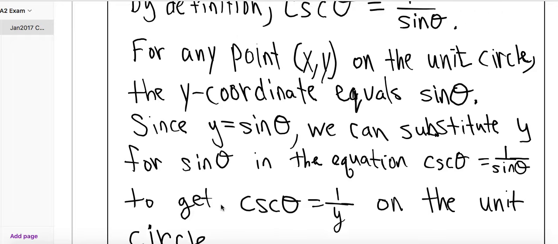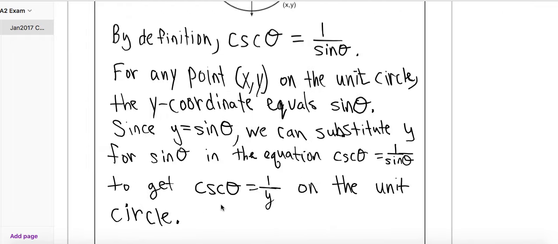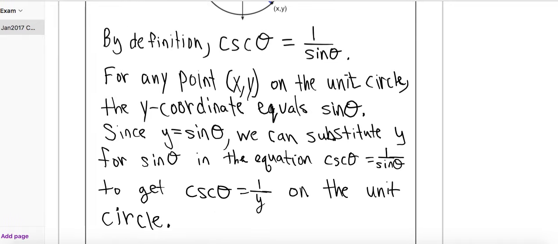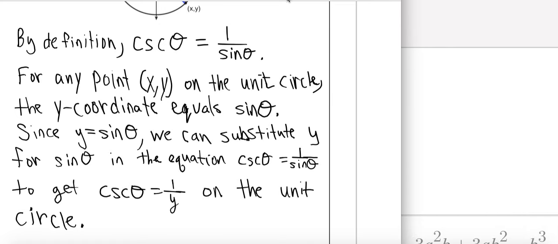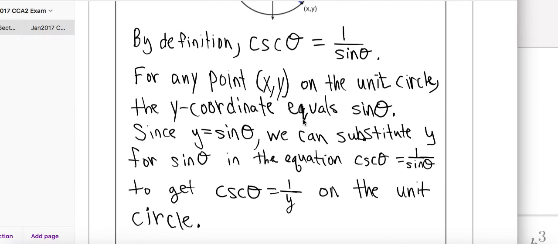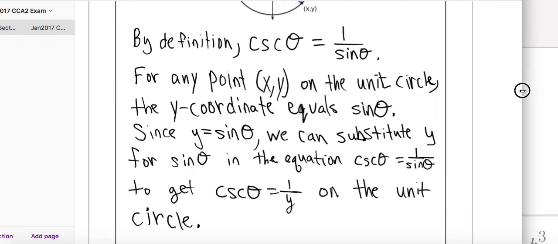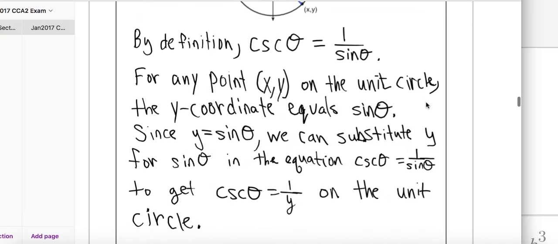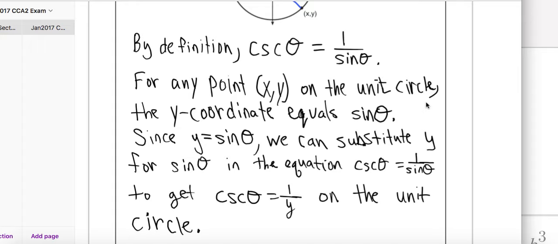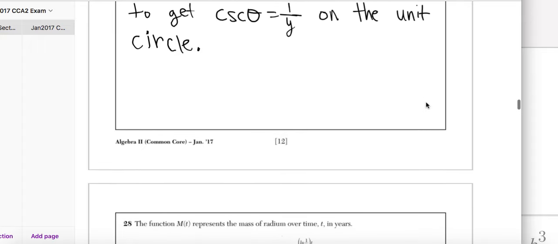All right? So it wasn't a lot, as long as you understand what cosecant theta is, and this is what we got, okay? So it said to, using the unit circle, explain why cosecant theta is equal to 1 over y. Well, we explained why cosecant theta equals 1 over y on this unit circle, all right? So that was all there was to it, guys. Moving on to the next question.